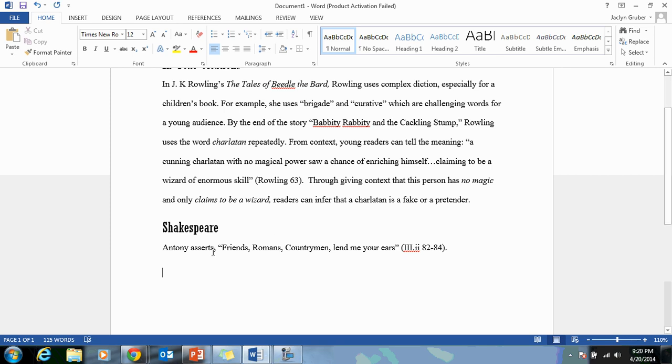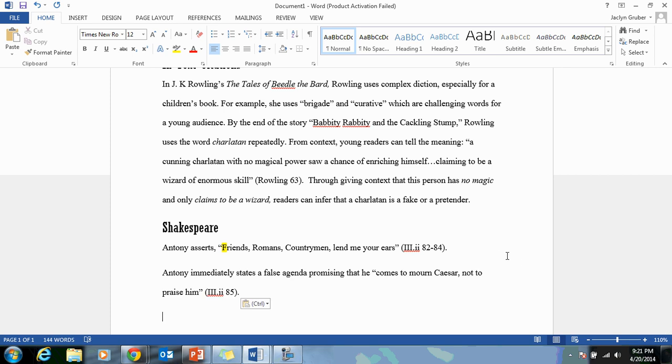And then let's say it's between lines 82 and 84 that you're citing, then it would look like that. I want you to notice here that when using an introductory quote, Antony asserts, "Friends, Romans, countrymen," the first letter of the first word is capitalized in an introductory quote where you're saying something like Antony asserts, or he says, she replies. You're introducing it, so it's like you're introducing a sentence on its own, and thus it's capitalized.